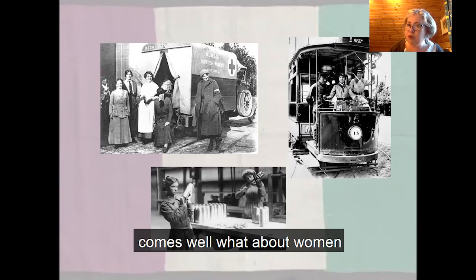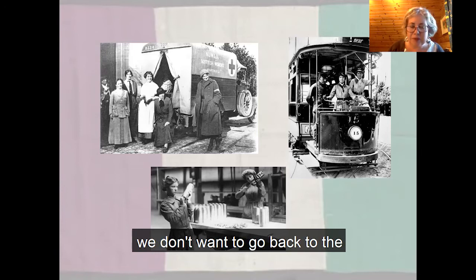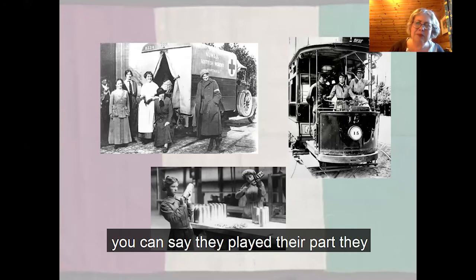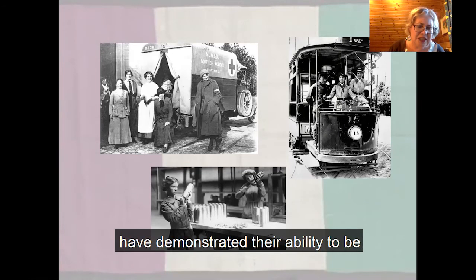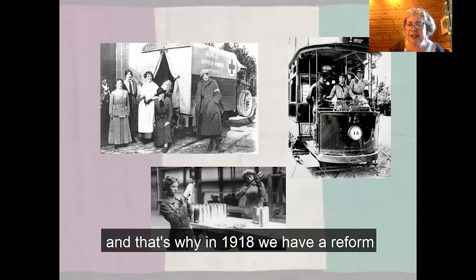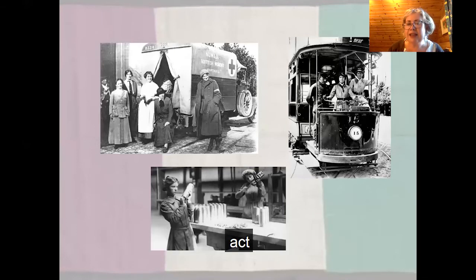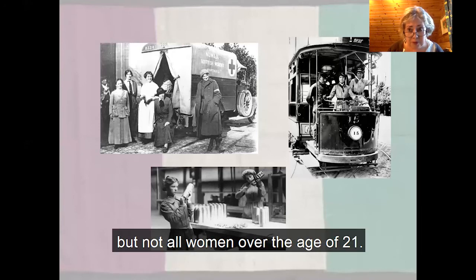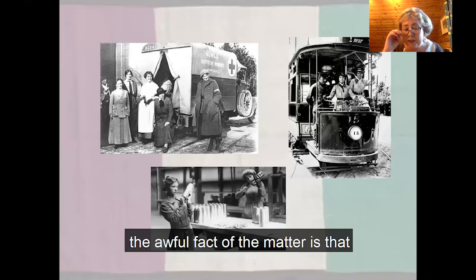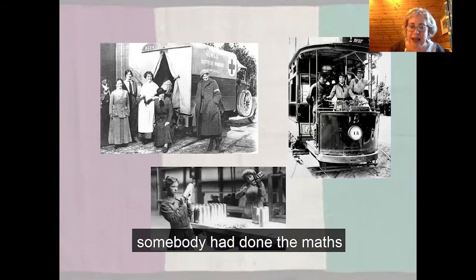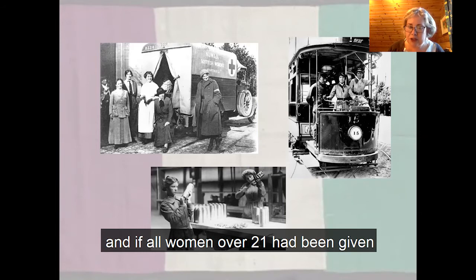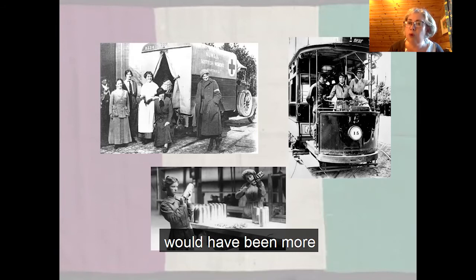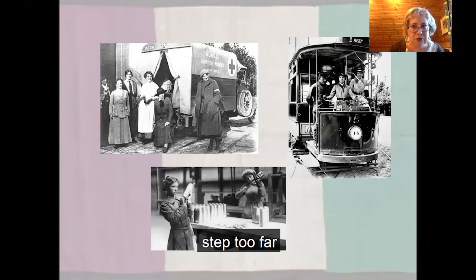But then the question comes, well, what about women? We don't want to go back to the militancy of the suffragettes after the war. And women, to a certain extent, you can say they played their part. They have demonstrated their ability to be citizens. And that's why in 1918, we have a Reform Act that gives the vote to all men over the age of 21, but not all women over the age of 21. The awful fact of the matter is that somebody had done the maths. And if all women over 21 had been given the vote at that time, because of the carnage of the First World War, there would have been more women voting than men. And that was a step too far.